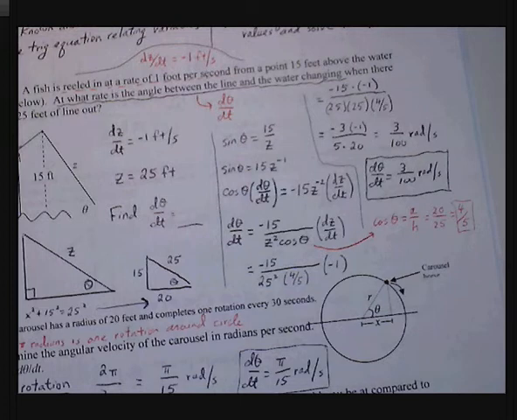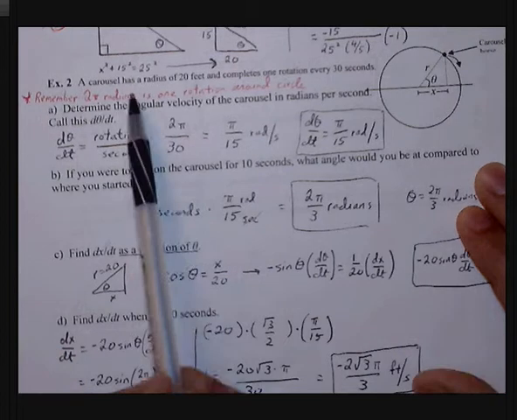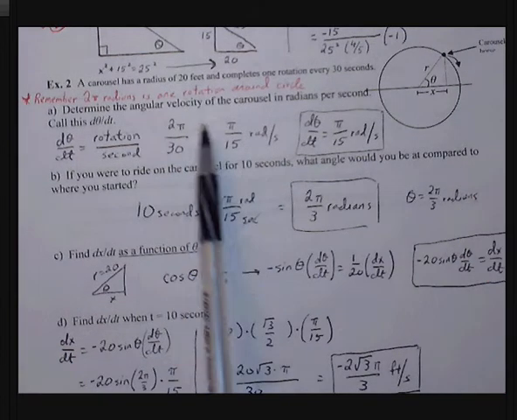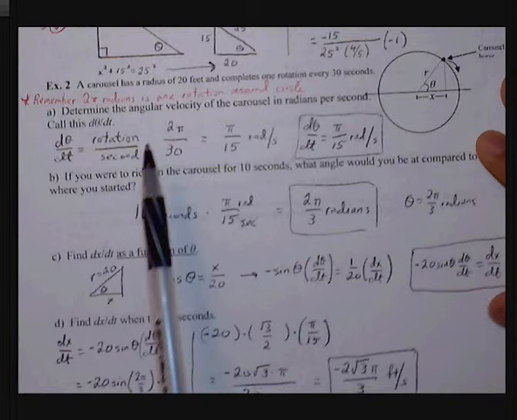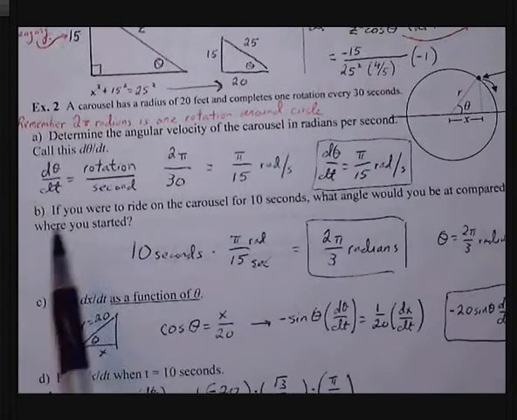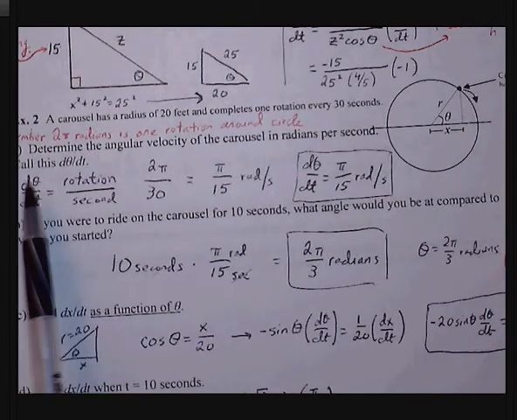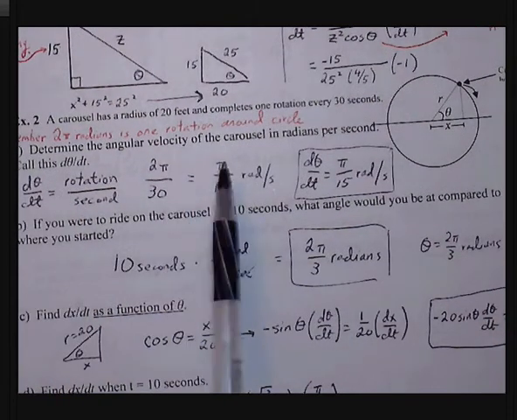Okay, a carousel has a radius of 20 feet and completes one rotation every 30 seconds. Okay, so remember, 2 pi radians is one rotation around the circle. Okay. Determine the angular velocity of the carousel in radians per second. So call this d theta dt. Okay. D theta dt is rotations per second.